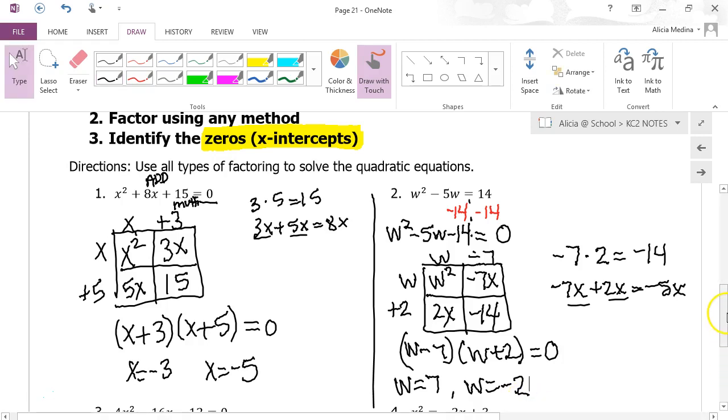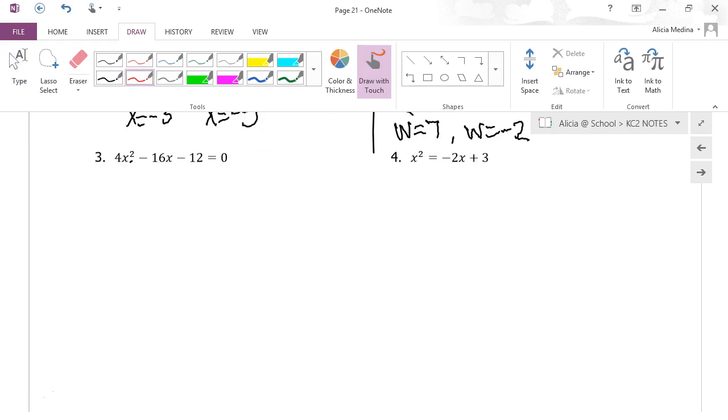All right, let's move on to the next example here. Example number 3 says 4x squared minus 16x minus 12. Now, if you could do me a favor, there is a typo on this example. This should say a plus 12. So that, again, that's a typo. Please fix that. It's a plus 12. All right, so 4x squared minus 16x plus 12 equals 0.